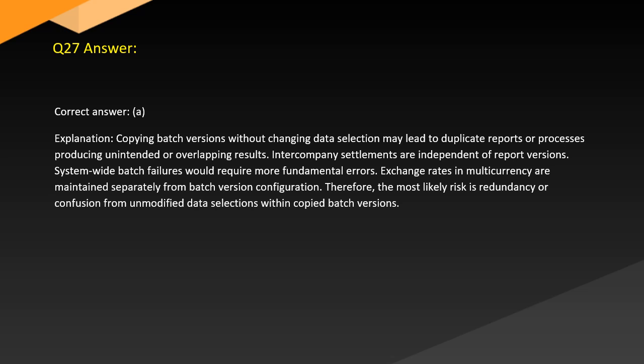Answer. Correct answer: A. Explanation. Copying batch versions without changing data selection may lead to duplicate reports or processes producing unintended or overlapping results. Intercompany settlements are independent of report versions. System-wide batch failures would require more fundamental errors. Exchange rates in multi-currency are maintained separately from batch version configuration. Therefore, the most likely risk is redundancy or confusion from unmodified data selections within copied batch versions.